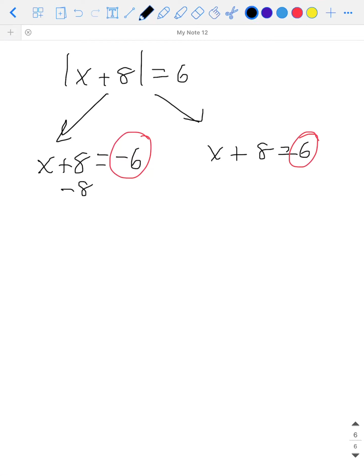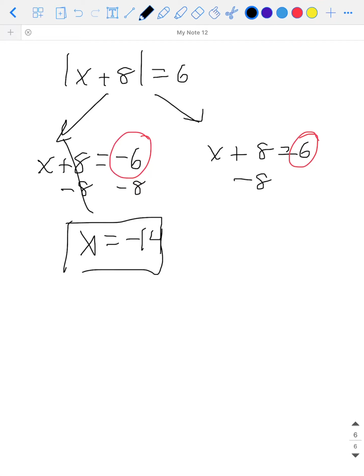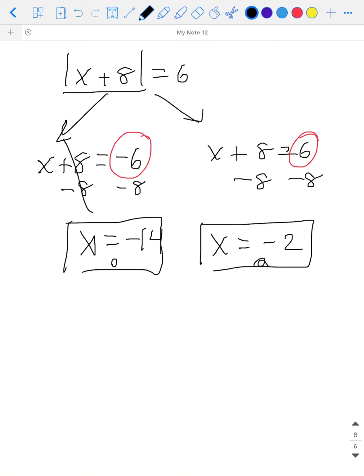Subtract 8 from both sides, and x will yield negative 14. So that's one solution. The other one, subtract 8, and x will give you negative 2. Again, you have two solutions that can make the absolute value true. So I'm going to resolve.